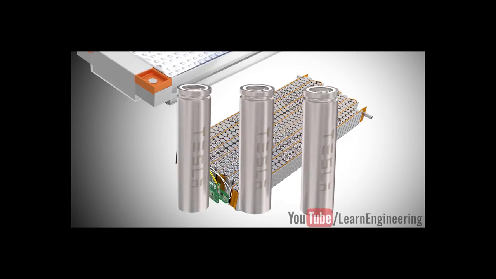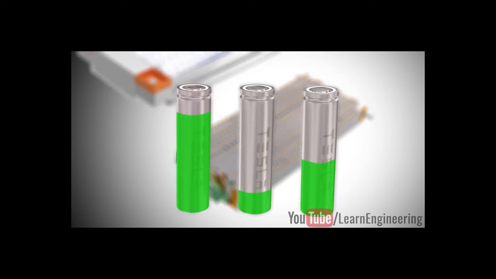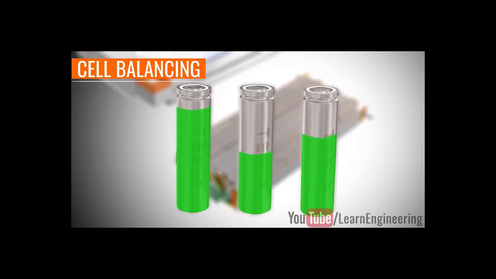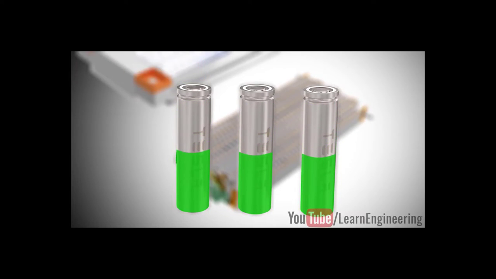Voltage protection is another crucial job of the BMS. For example, in these three cells, during charging, the higher capacity cell will be charged more than the rest. To solve this problem, the BMS uses something called cell balancing. In cell balancing, all the cells are allowed to charge and discharge equally, thus protecting them from over and under voltage.